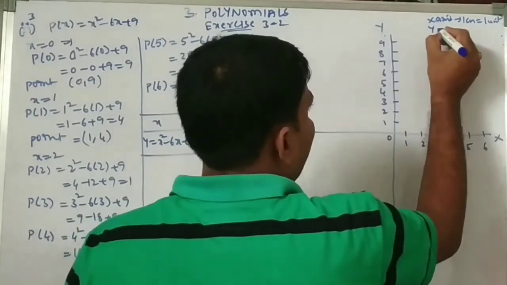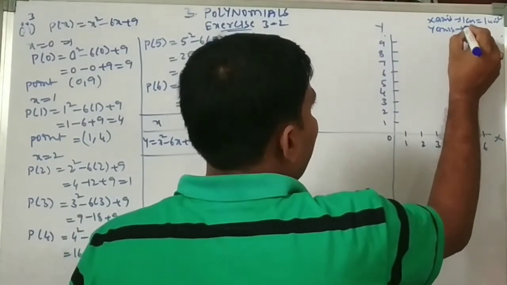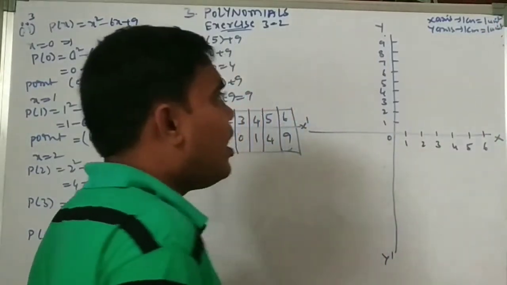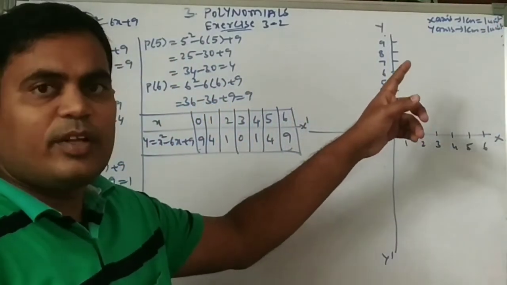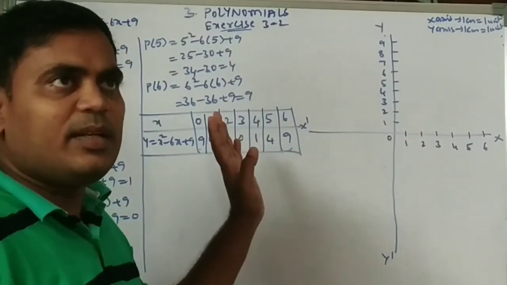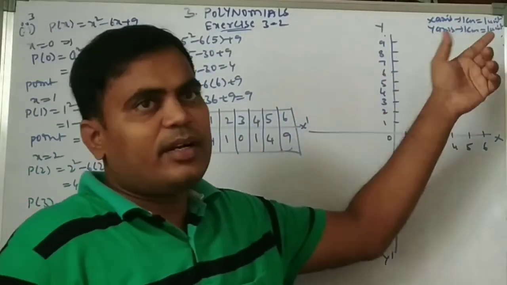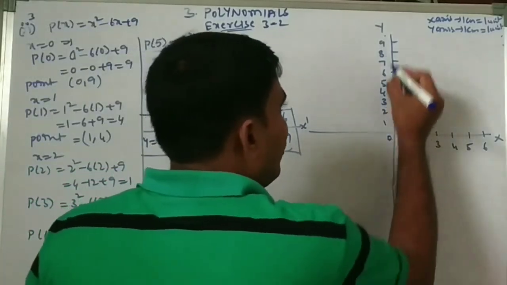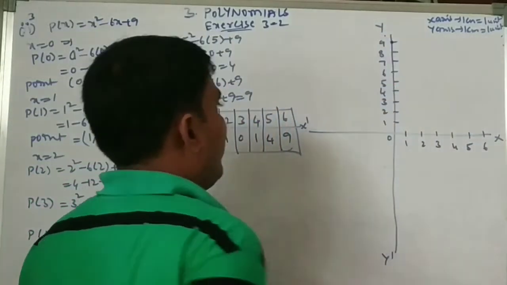On the x-axis 1 centimeter equal to 1 unit. On the y-axis also 1 centimeter equal to 1 unit. Scale is very important. Now 0, 9. If we are taking 0, we get the point 0, 9.